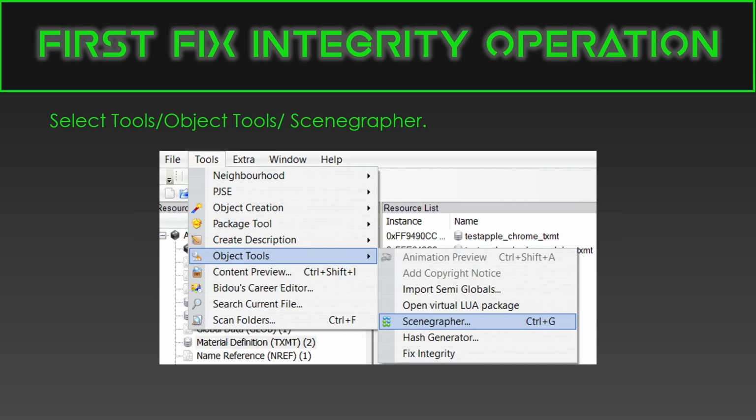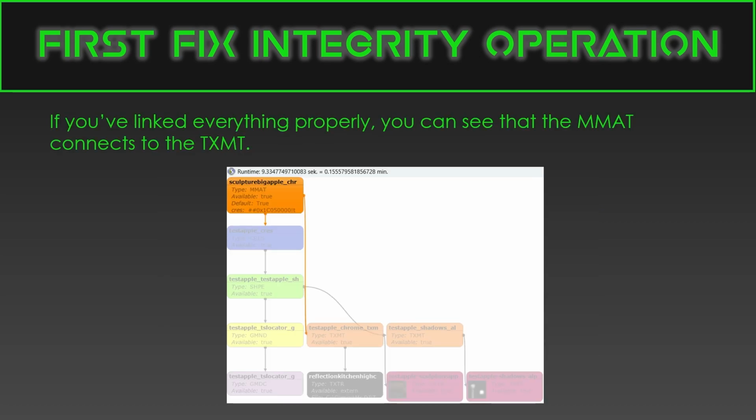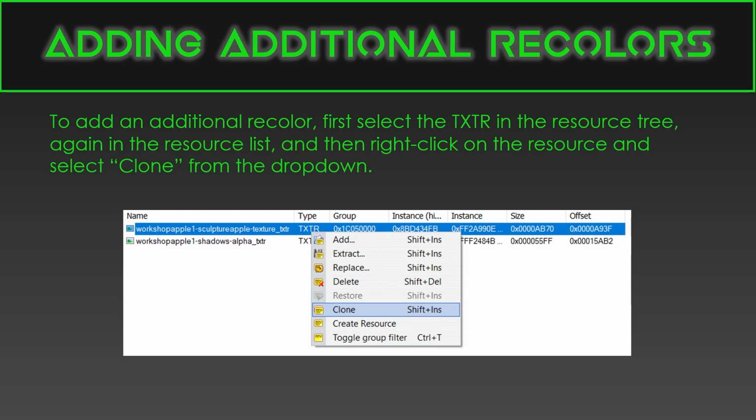Then as a final step, we go to Tools, Object Tools, Scenegrapher. And as you can see, this MMAT is now hooked up correctly to the TXMT and to the crest. Then as a last step, if we're going to make it recolorable, obviously we need recolors, so we need to clone our resources. In this case, I just hop down to the TXTR in the resource tree, and then in the resource list, I select the apple texture, not the shadow one, and I right click and select clone.